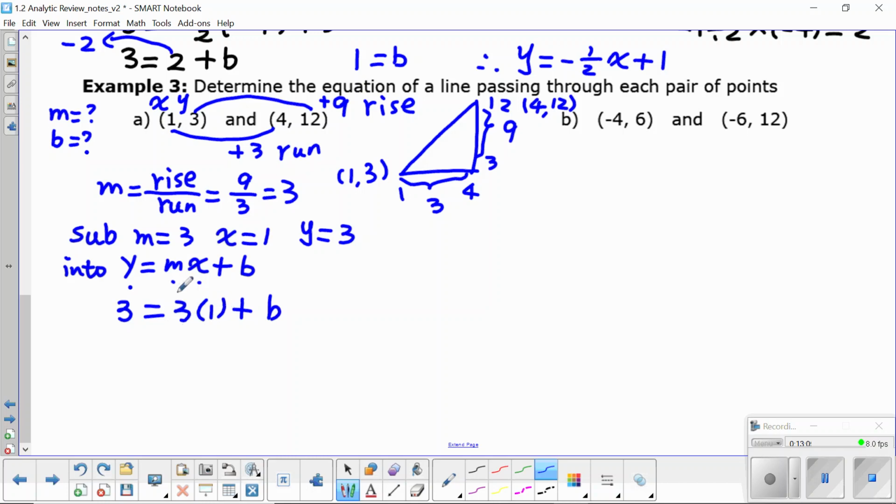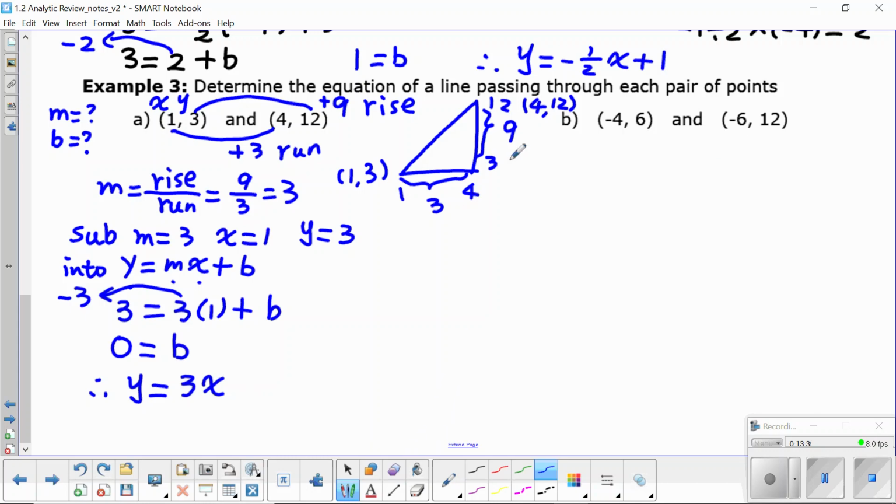3 times 1 give you 3, then we move it to other side will be minus 3. So negative 3 plus 3 give you 0. So the b value is 0. Then we write the equation is mx, m is 3, so 3x. Plus b is 0, we don't need to write it. Now pause your video and try the next one.